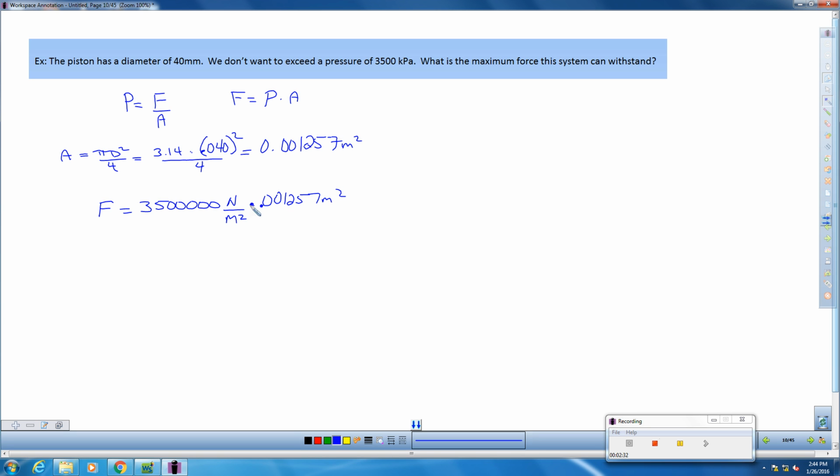This is our multiplication, so we're not getting everything confused. So it's going to be this times this, pressure times area gives force. Notice our units of meters squared cancel out. And when we do this calculation, it should end up with roughly 4399 newtons.